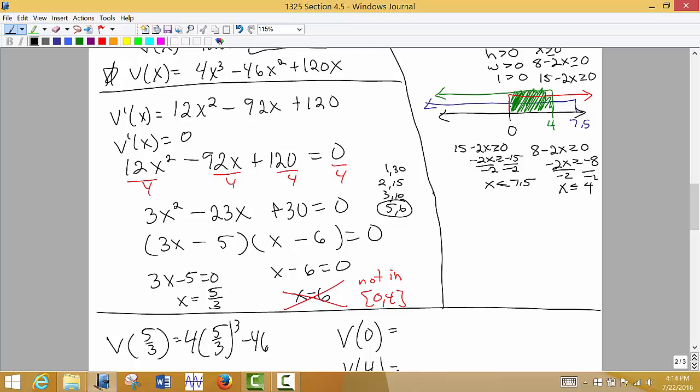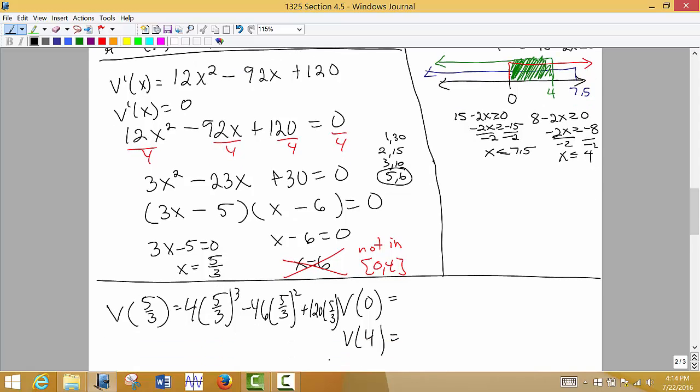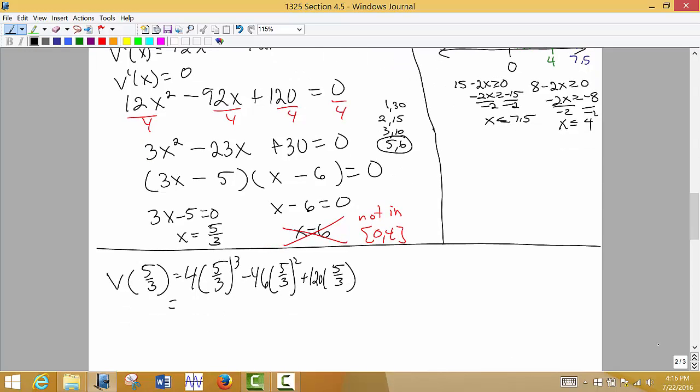I get 4 times 5/3 cubed minus 46 times 5/3 squared plus 120 times 5/3. So we'll plug that in, and you can plug this directly into your calculator and see what the value of that volume would be. When I plug all of that into my calculator, I end up getting 90.74 cubic inches.